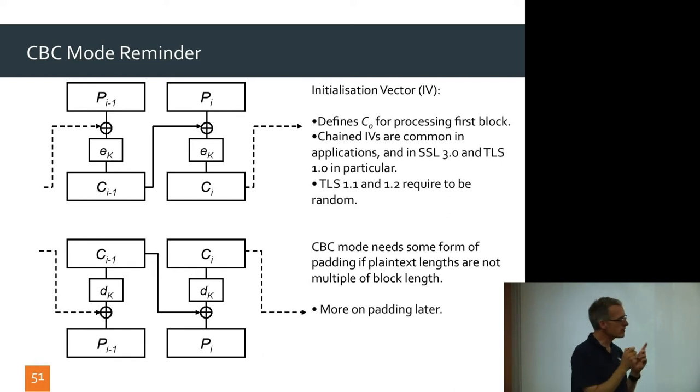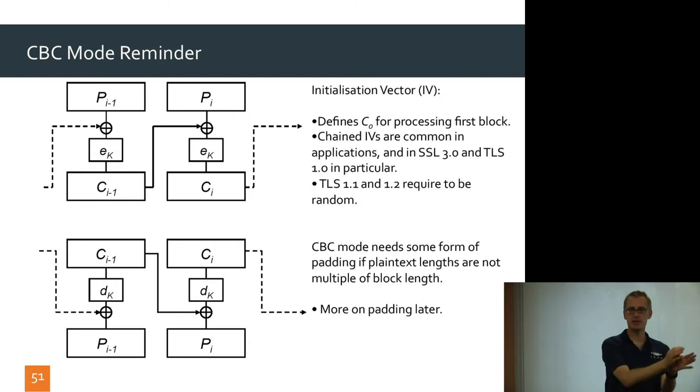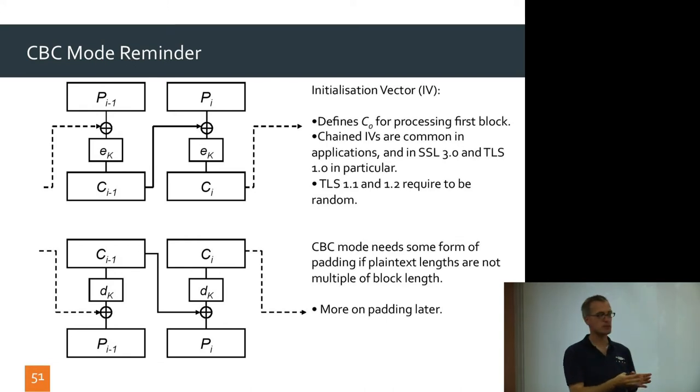You might ask, where does the IV come from for the very first message that I send? There is no previous ciphertext to hold onto a block from. Well, that comes from the key block. Remember we said we split the key block up into keys and IVs? So that's where the very first one comes from. Okay? So TLS 1.1 and 1.2 require the IVs to actually be random for each message that you send. And that's because of the attack that I'm about to show you.